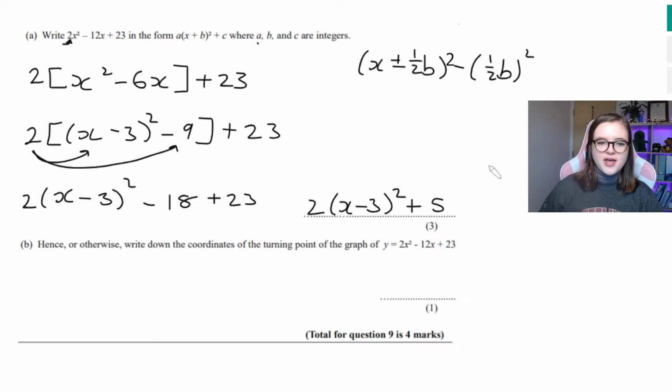And there we are. And then, hence or otherwise, write down the coordinates of the turning point of the graph y equals 2x squared minus 12x plus 23.